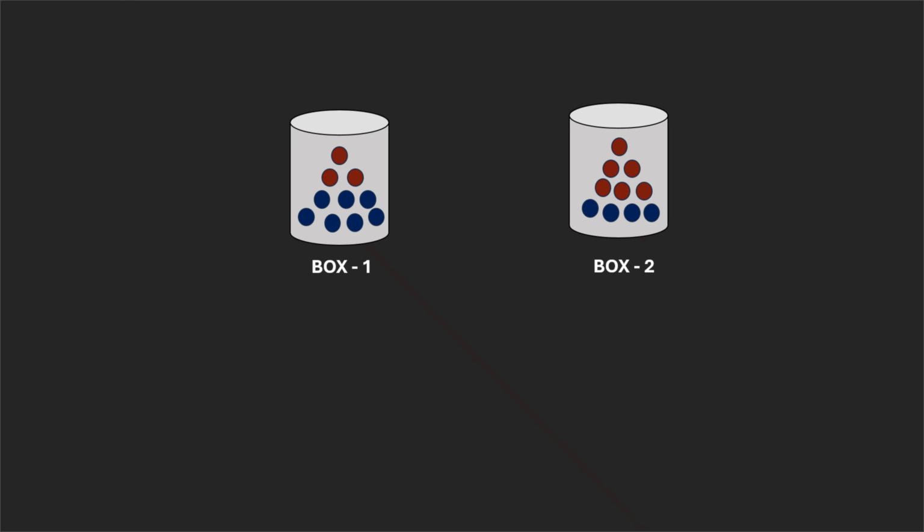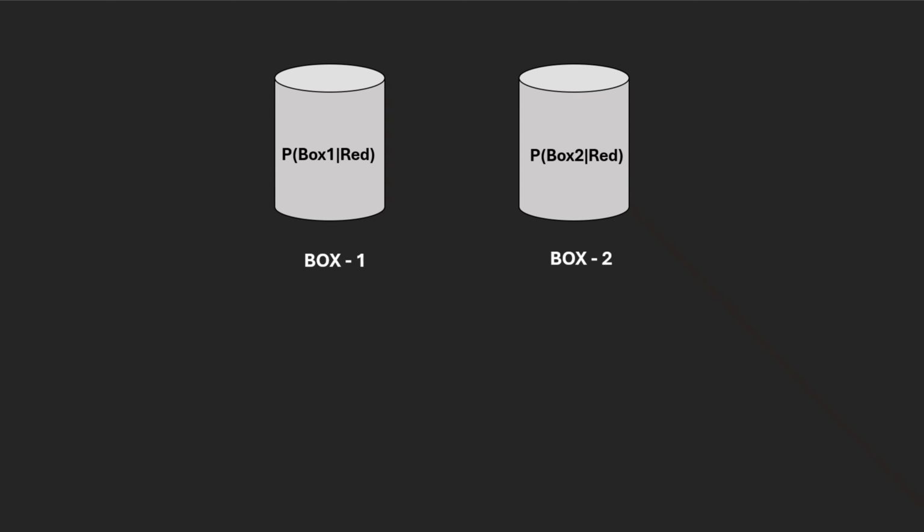After reaching this stage, your initial beliefs or prior probabilities of two hypotheses, that is, probability of box 1 and probability of box 2, are no longer 0.5 each. We want to update our beliefs by considering the evidence that the color of the ball is red. We need to find out these values. Probability of box 1 given the color of the ball is red and probability of box 2 given the color of the ball is red.